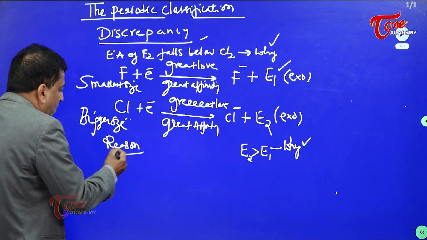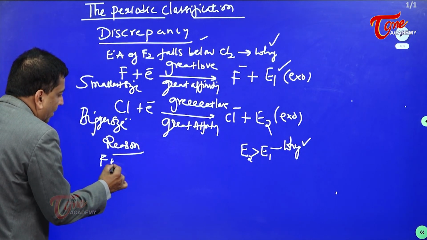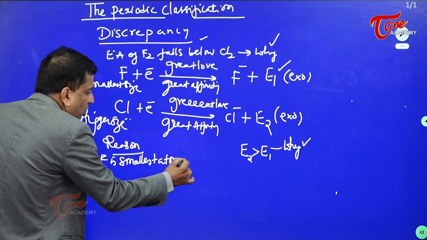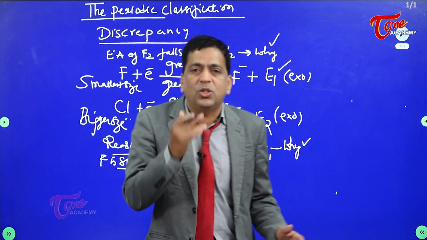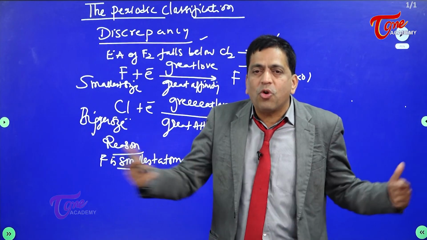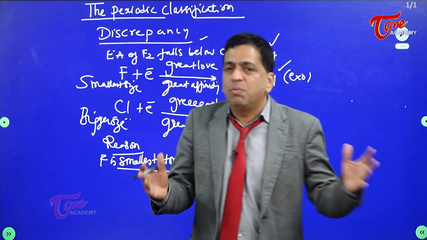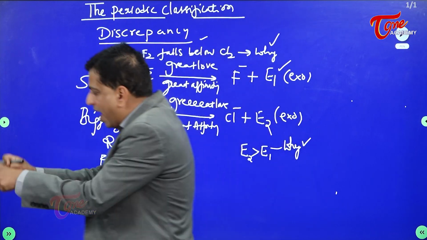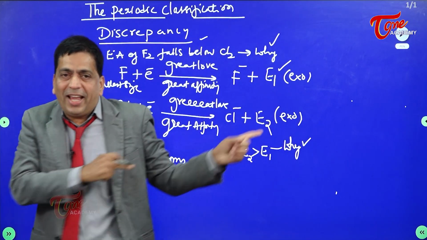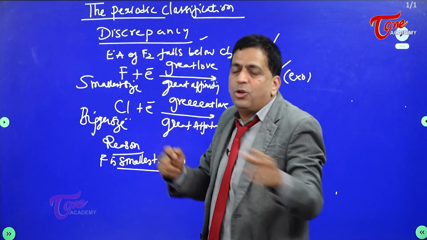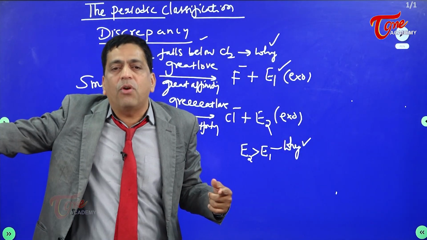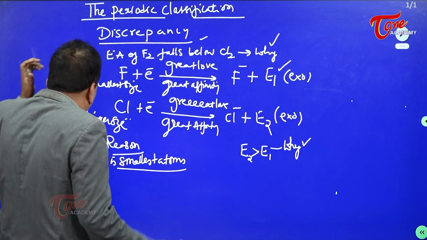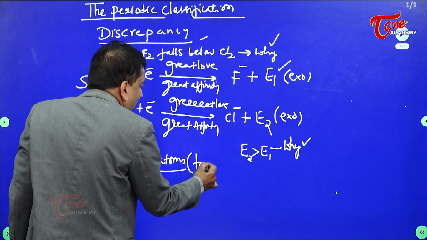Now, fluorine is one of the smallest atoms. Yes, it is the smallest, because left to right, the size decreases, and the smallest elements are found in the periodic table at the extreme right top. And at the extreme right top is, of course, fluorine. So fluorine is the smallest atom. It is, in fact, too small.